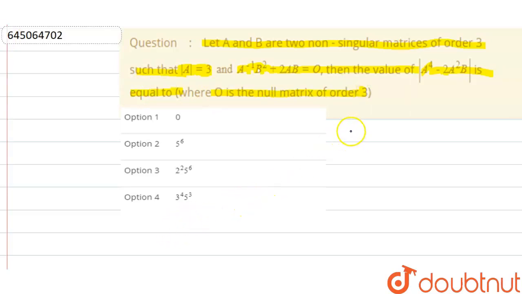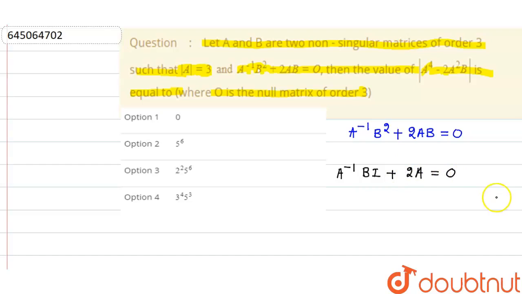Now this is what we have: A inverse B square plus 2AB is equal to 0. Now what I'm going to do is multiply both sides with B inverse. So this can be written as A inverse B I, and here we have 2A, is equal to 0.